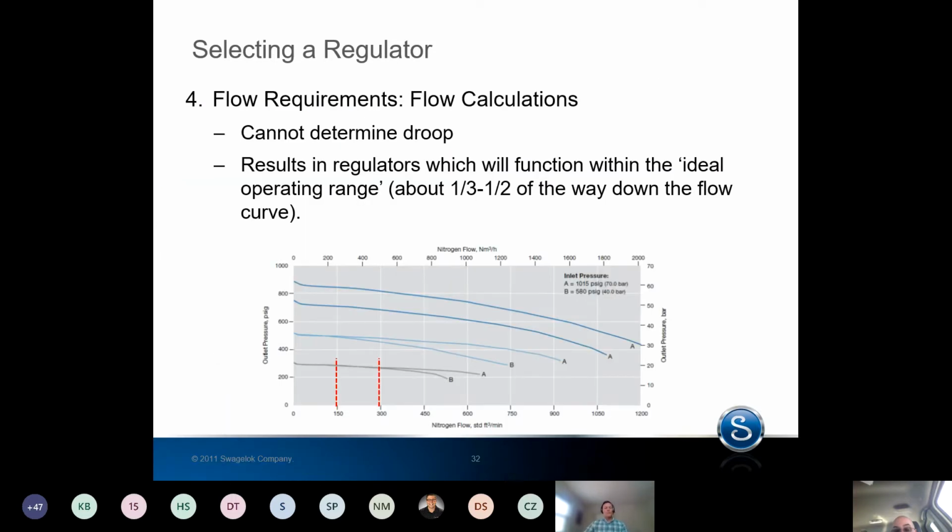So you can also use, for larger regulators, we see calculations being used.